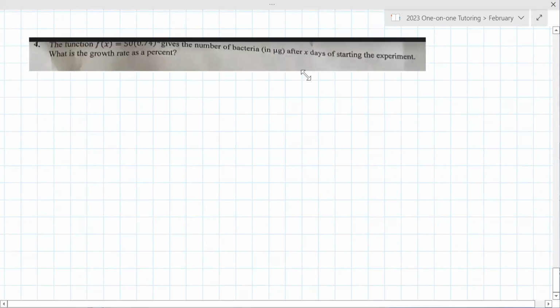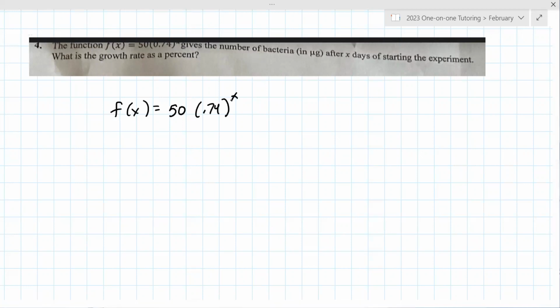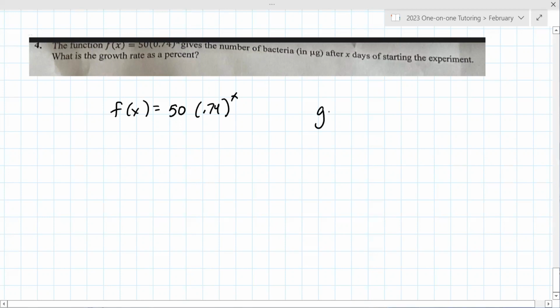All right, so it says f of x equals, and I'm going to take a guess here that it's 50 times 0.74 to the power of x. That gives the number of bacteria after x days of starting the experiment. What is the growth rate as a percent? So there are two possibilities here. Growth is 1 plus r, and decay is 1 minus r.